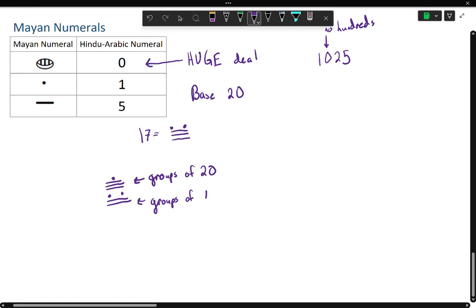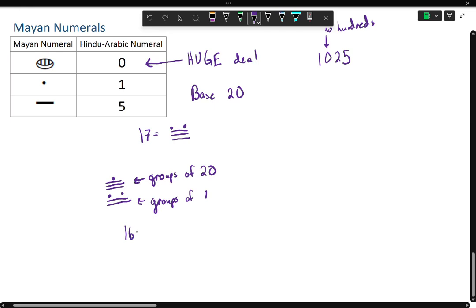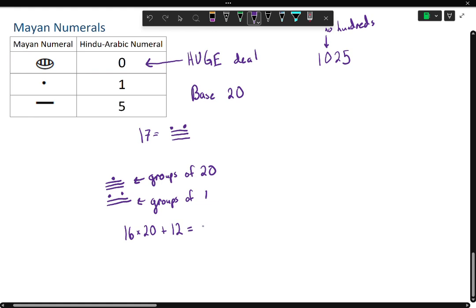So let's see, for groups of 20 here, I have 5, 10, 15, 16 groups of 20. And then 12 more. So our equivalent to this Mayan number is 320 plus 12, or 332.